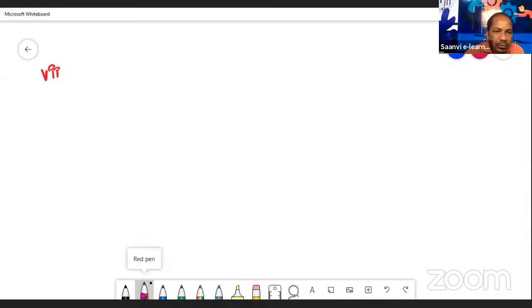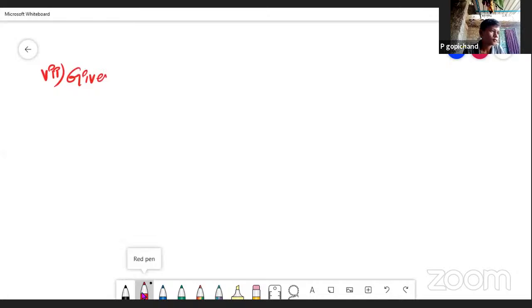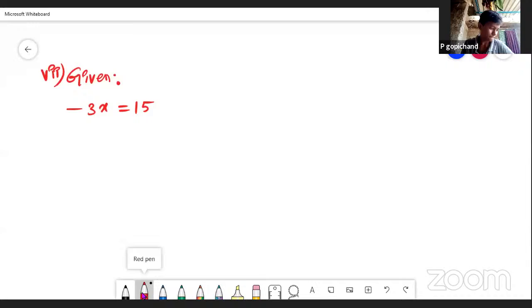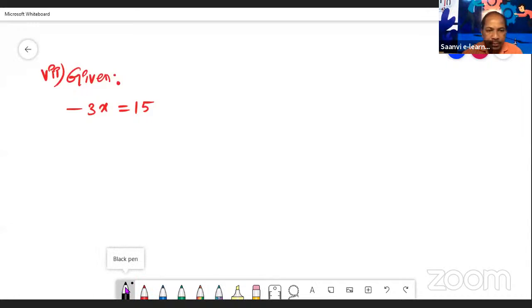Seventh question. Given minus 3x is equal to 15. What is the variable here? The variable is x. So we have to find the value of x. To find it, minus 3 is extra here, no? So we have to send this minus 3 to this side. When this minus 3 goes to this side, what will it become?